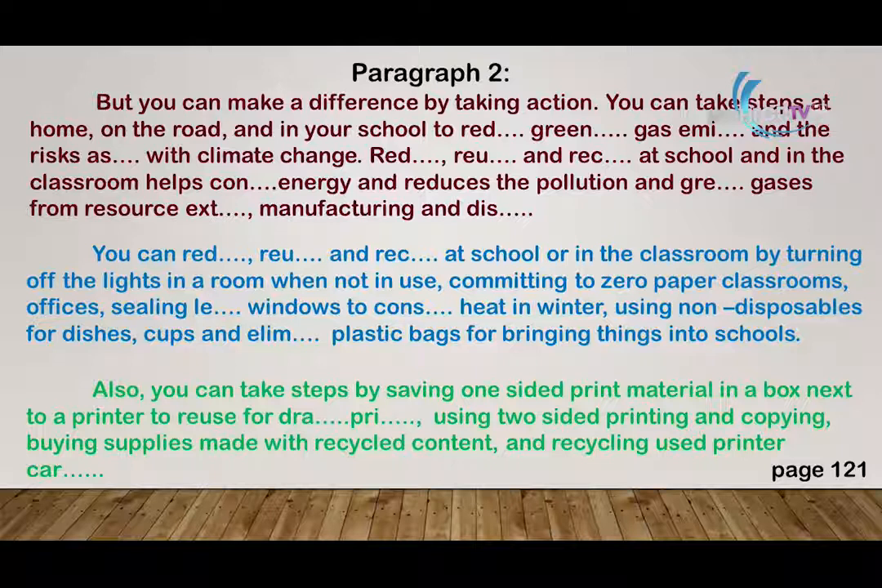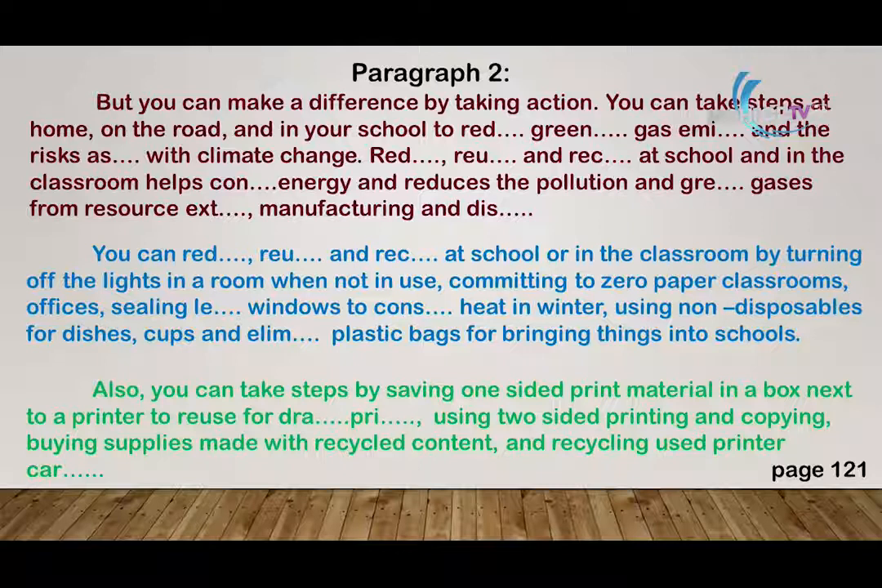Good. Now let's continue. You can reduce, reuse, and recycle at school or in the classroom by turning off the lights in a room when not in use, committing to zero paper classroom offices, sealing what? Leaky windows to conserve, right? Good. Heat in winter, use non-disposables for dishes and cups, and eliminate plastic bags for bringing things into schools.